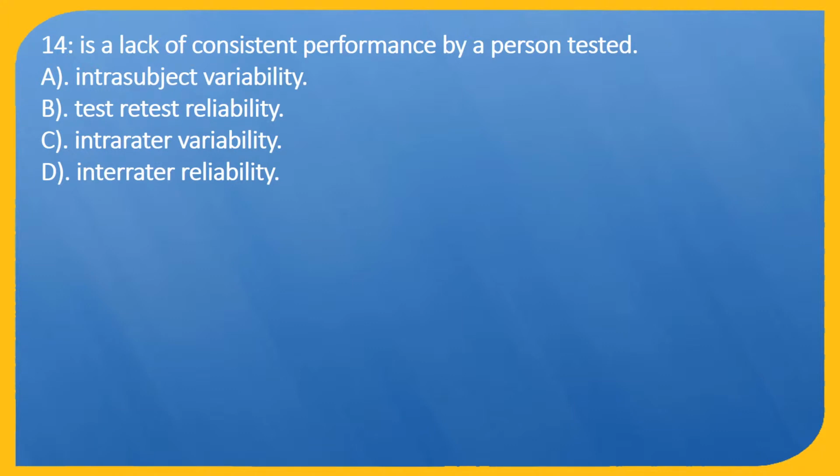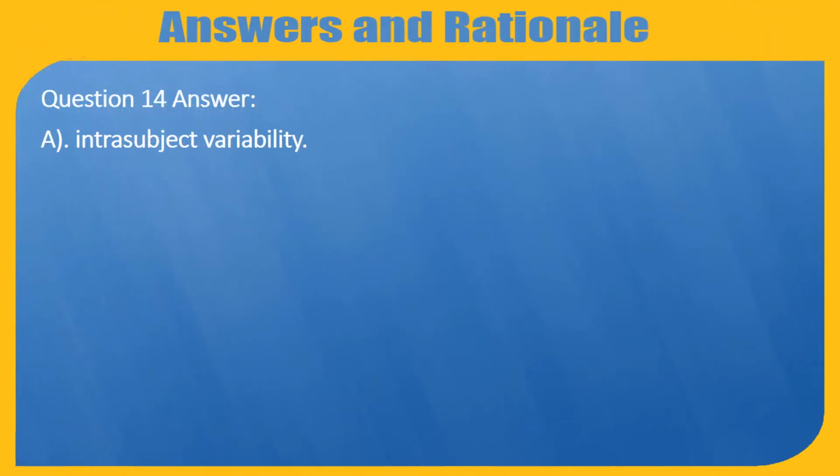Question 14: Is a lack of consistent performance by a person tested. A. Intrasubject variability. B. Test-retest reliability. C. Intra-rater variability. D. Inter-rater reliability. Question 14 answer, A. Intrasubject variability.